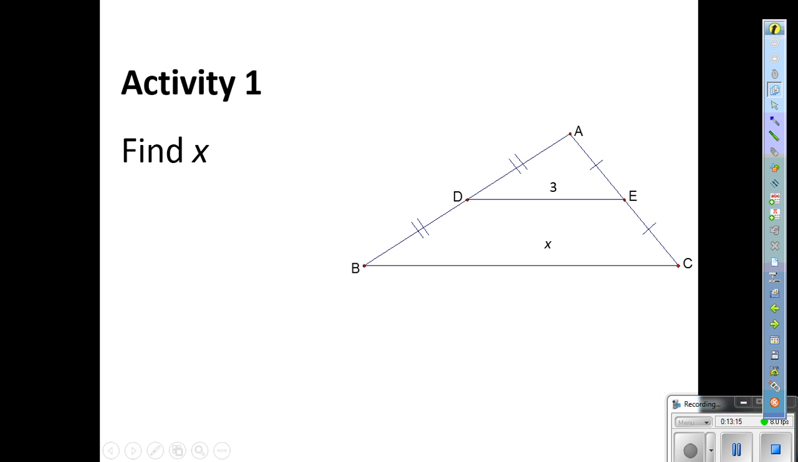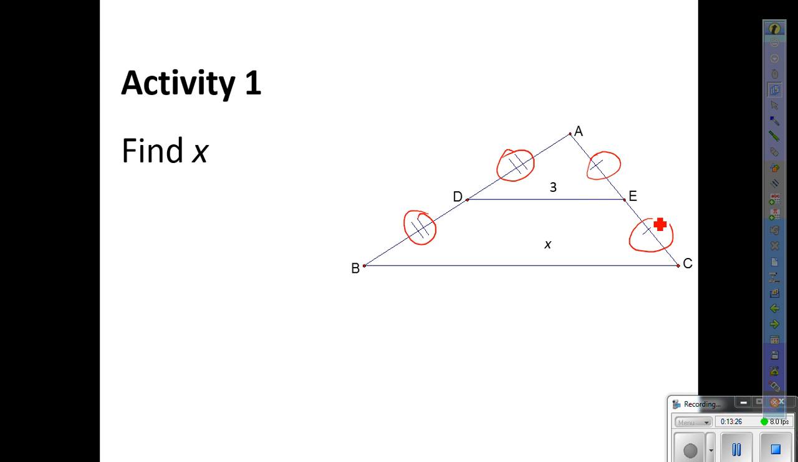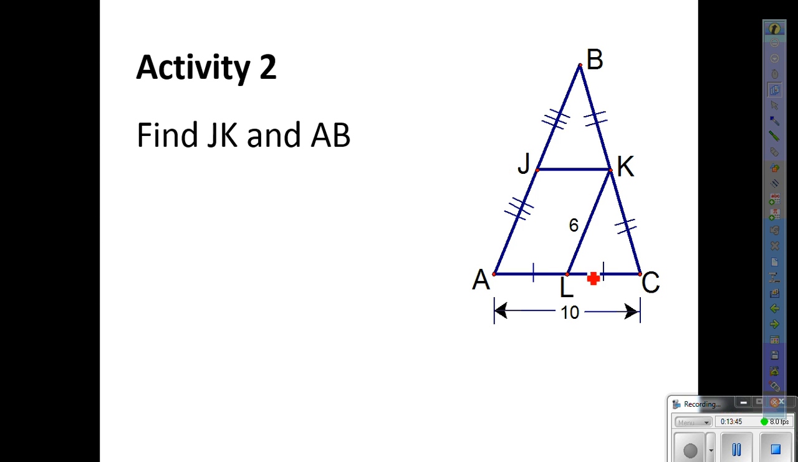How can we use that to help us solve problems? Definitions. This is a midpoint. How do I know? Two equal parts. This is a midpoint. How do I know? Ticky marks tell me that they're equal. That means that this is a mid-segment. And if that is a mid-segment, then it has to be half of this side. 3 is half of 6, so x must be equal to 6. This always has to be half of that. It really is that simple.